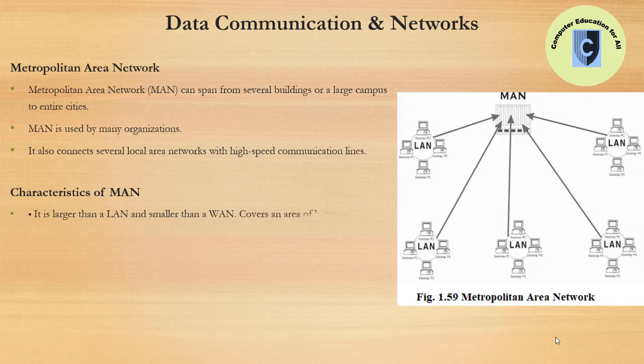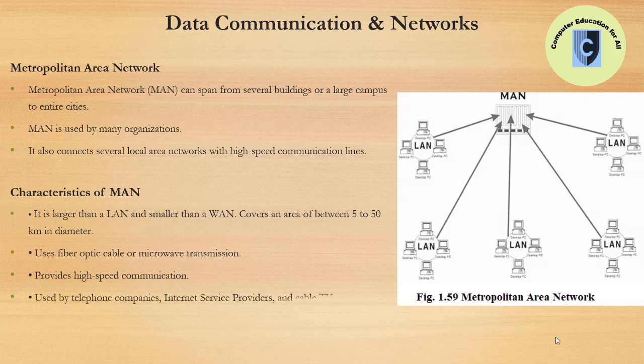Characteristics of MAN: it is larger than a LAN and smaller than a WAN, covers an area of between 5 to 50 km diameter, provides high-speed communication, used by telephone companies, internet service providers, and cable TV companies.